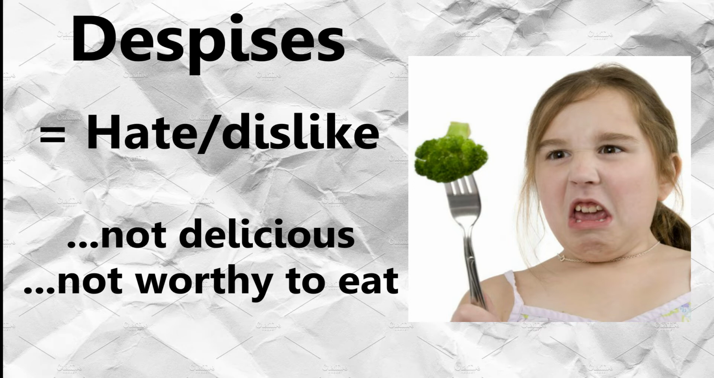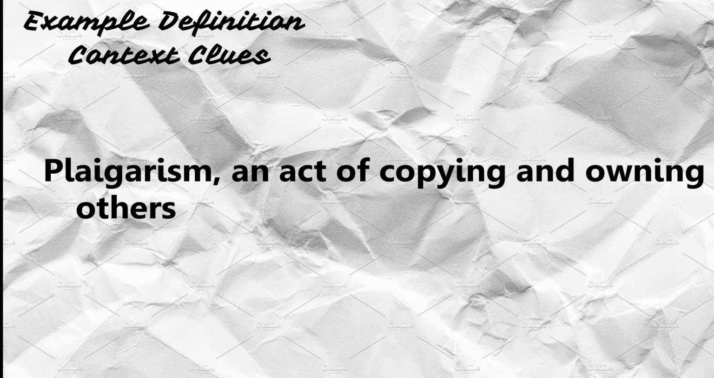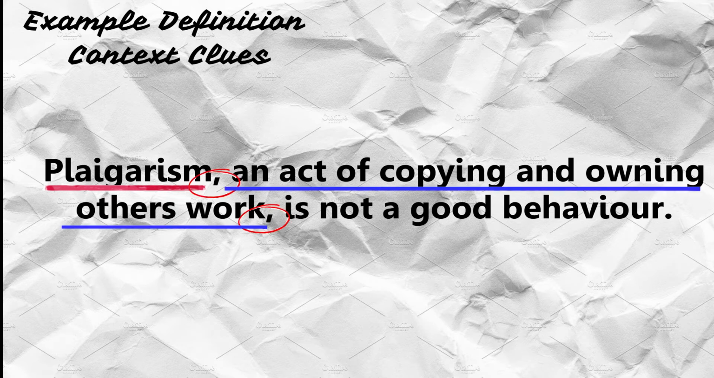Let's go for letter D, definition. Definition means that the meaning of the word is defined in the sentence. Always look for signaling devices, comma. Example: plagiarism is an act of copying and owning others' work. It's not a good behavior. We have the underlined word plagiarism, and we also have 2 clues signified by the comma.